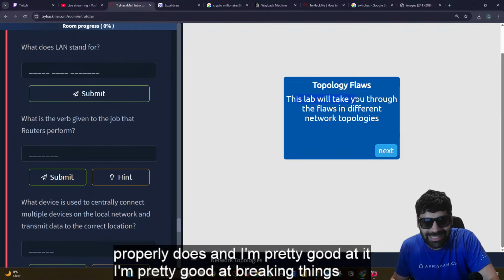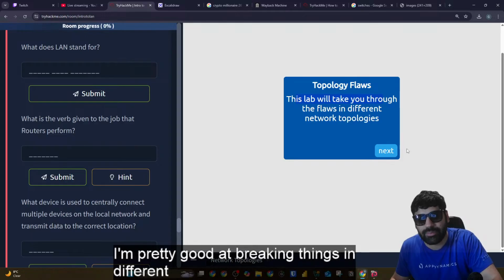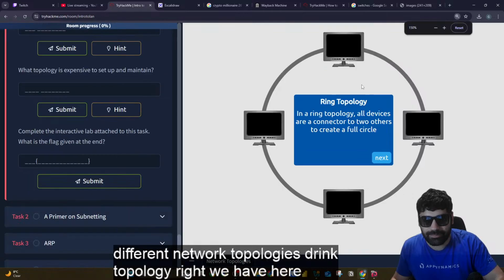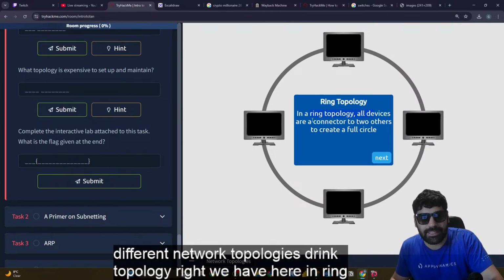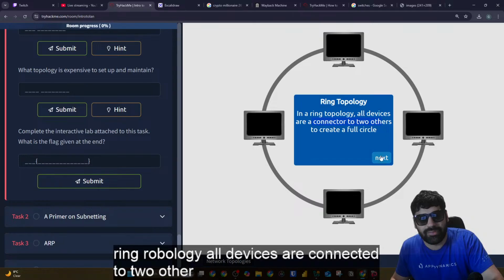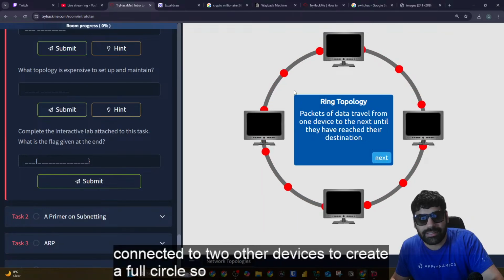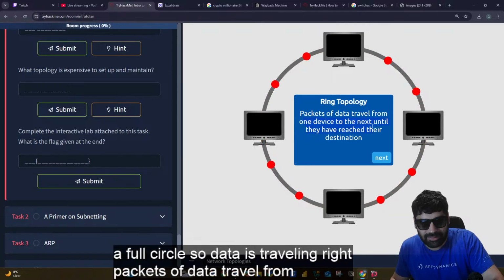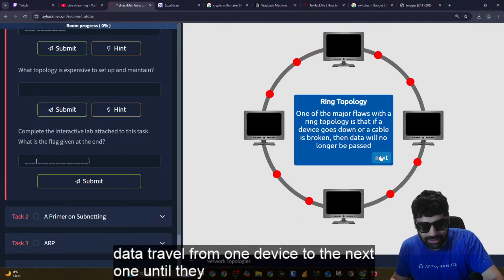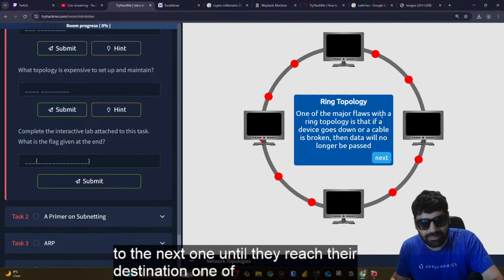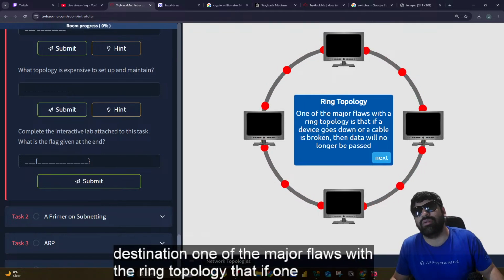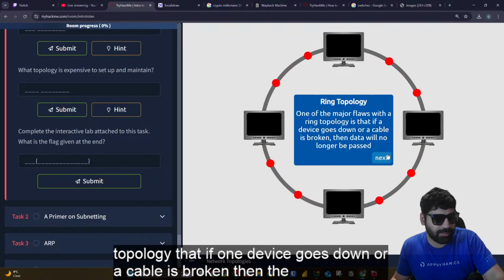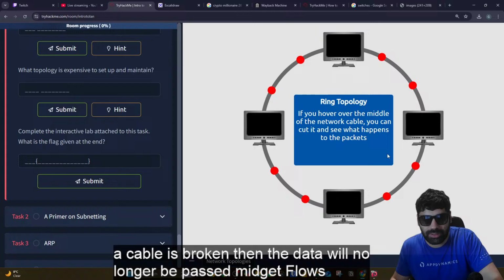Topology flaws. This lab will take you through the flaws in different network topologies. Ring topology, right, we have here. In ring topology, all devices are connected to two other devices to create a full circle. So packets of data travel from one device to the next one until they reach their destination. One of the major flaws with the ring topology is that if one device goes down or a cable is broken, then the data will no longer be passed because it flows in one direction only.